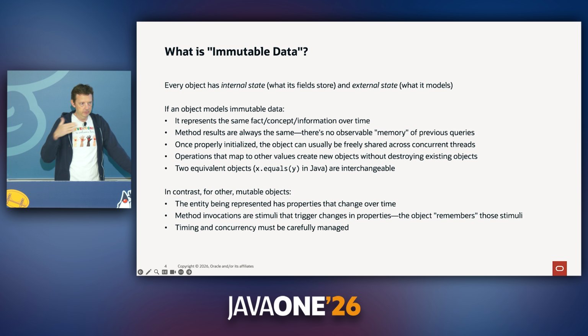Method results are always going to be the same. Call the same getter method 5 times, you're going to get the same result 5 times. There's no memory of what happened previously.